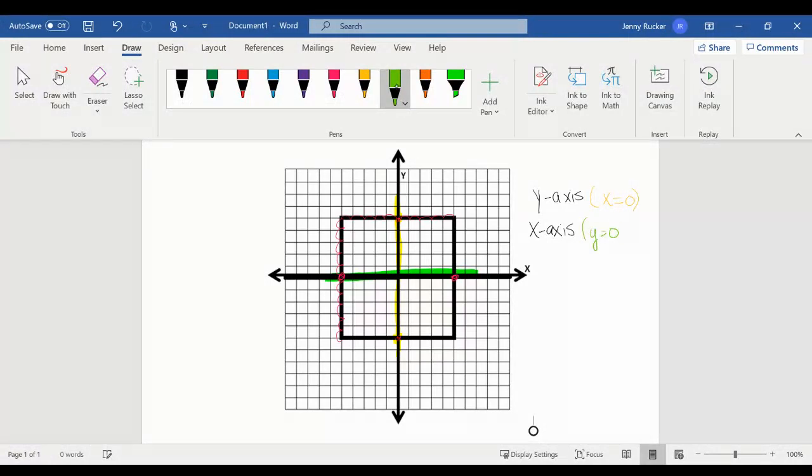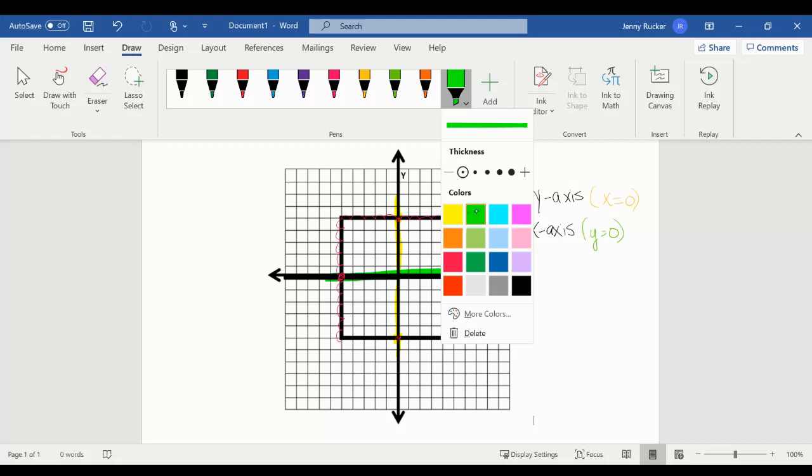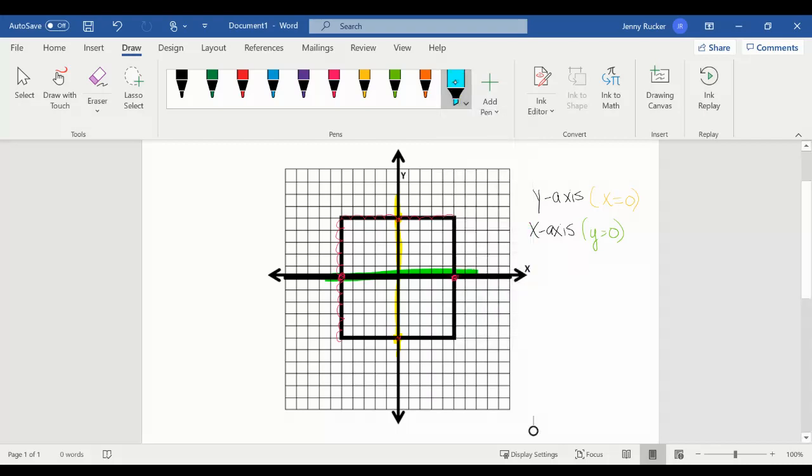y equals 0. Okay, now a square also has lines of symmetry that are diagonal, connecting the opposite vertices. So let's go ahead and connect our opposite vertices. So we have this vertex to this vertex. It's going to pass through the center right here. And that is the equation y equals x. If we look at that line, it has a slope of 1 over 1, and it passes through the origin, so y equals x.